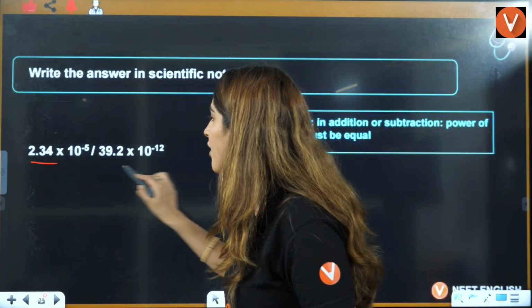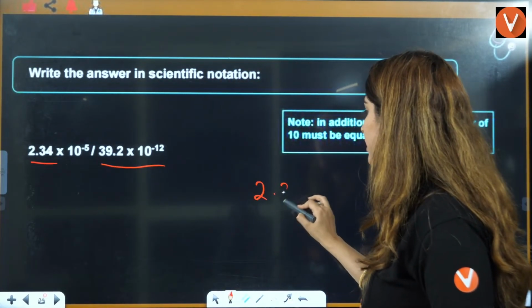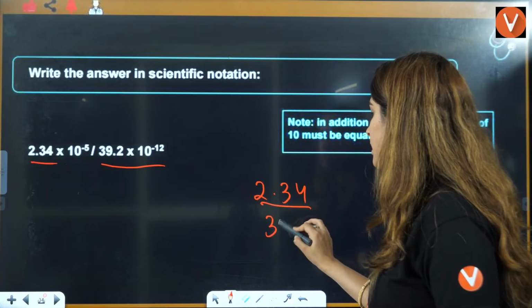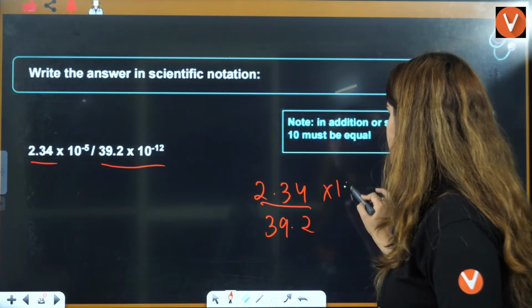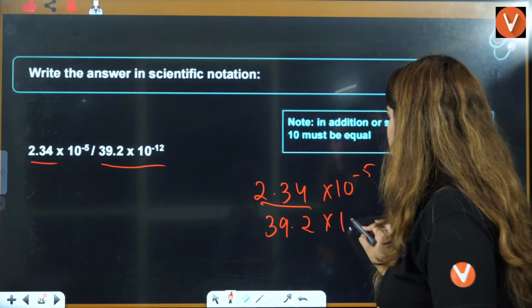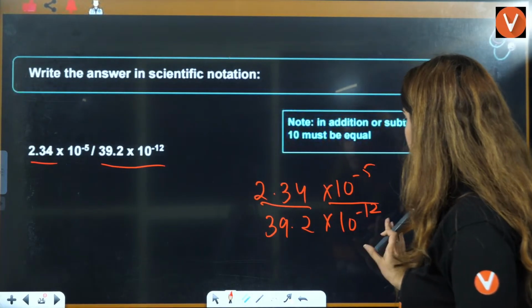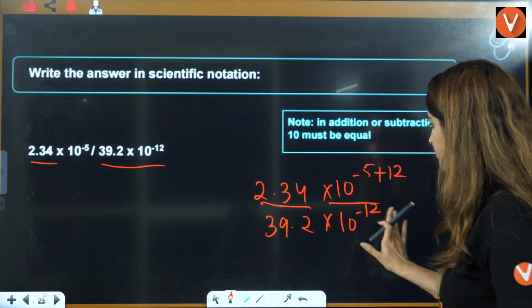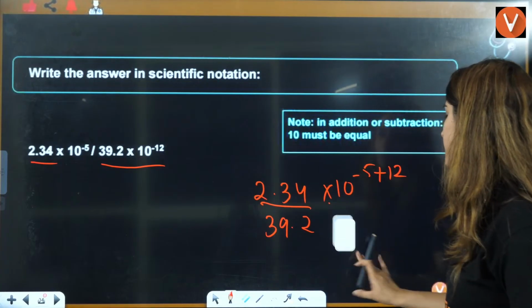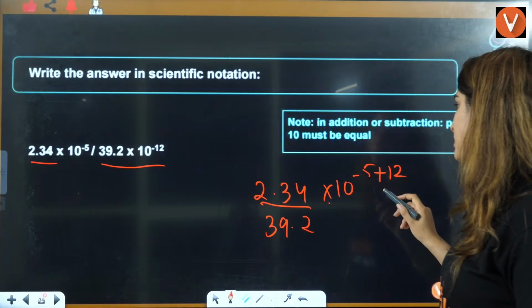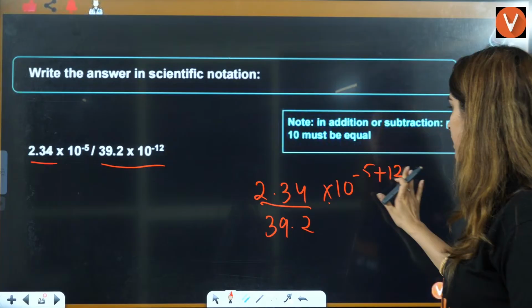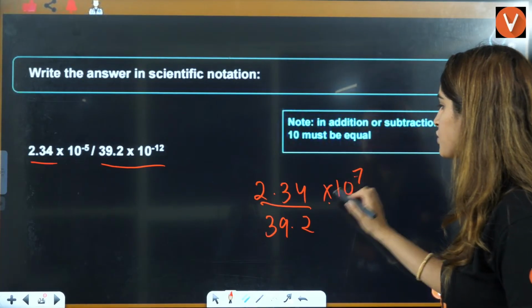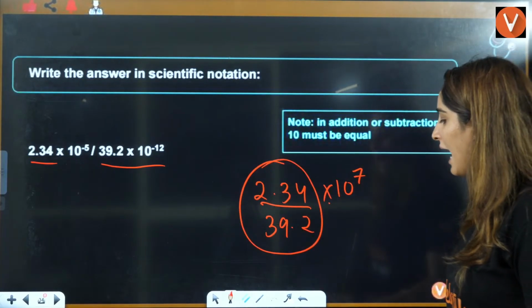So when you have division, then it is simple. It is 2.34 divided by 3.92, this is 10 raised to minus 5, this is 10 raised to minus 12. This you take here, this will become plus 12, this will become minus 5, this will become 7. So this is going to be the answer. Divide it.